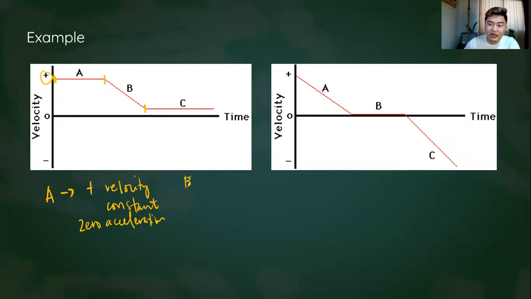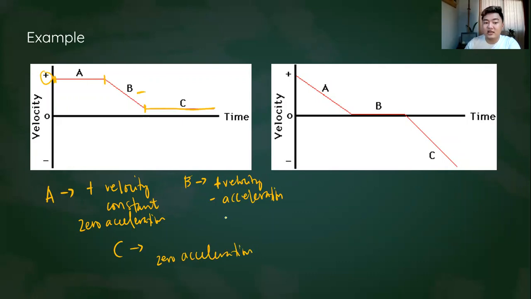Now, for interval B, what happens? For interval B, your velocity is still positive because it's still above the x-axis. How about your acceleration? Is acceleration 0 or not? Since there's a slope, the slope is not 0, then there's acceleration. But is acceleration positive or negative? So how will we identify that? Again, we look into the slope. The slope is negative because it's moving downward. Therefore, you have a negative acceleration. Now for interval C, you have here another horizontal line, which will tell you that your acceleration is 0.